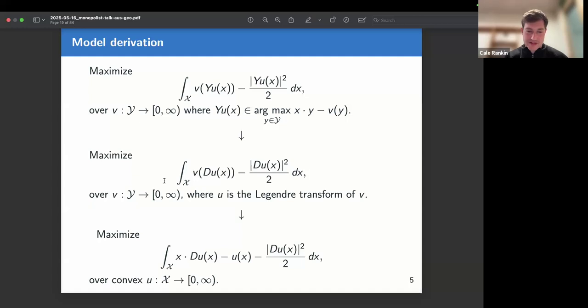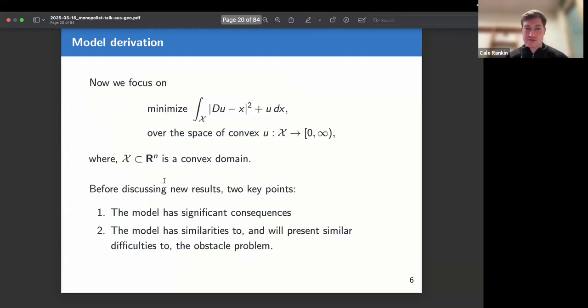And I'm going to complete a square and switch it to a minimization because it's a bit more standard. But we've got our problem we want to look at: minimize the integral of |Du|² minus x·Du plus u over the space of non-negative convex functions. So before we start looking at some results for it, let me explain two things.